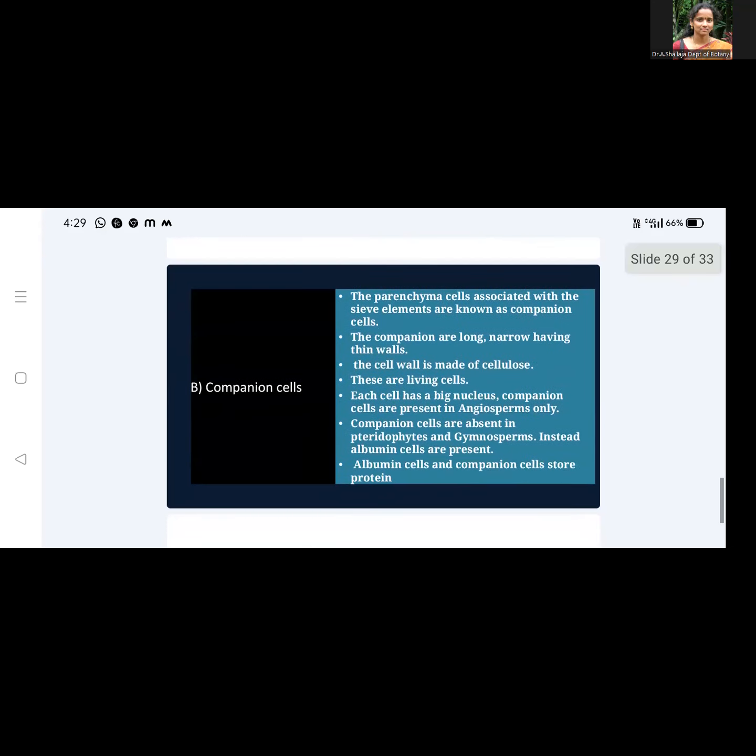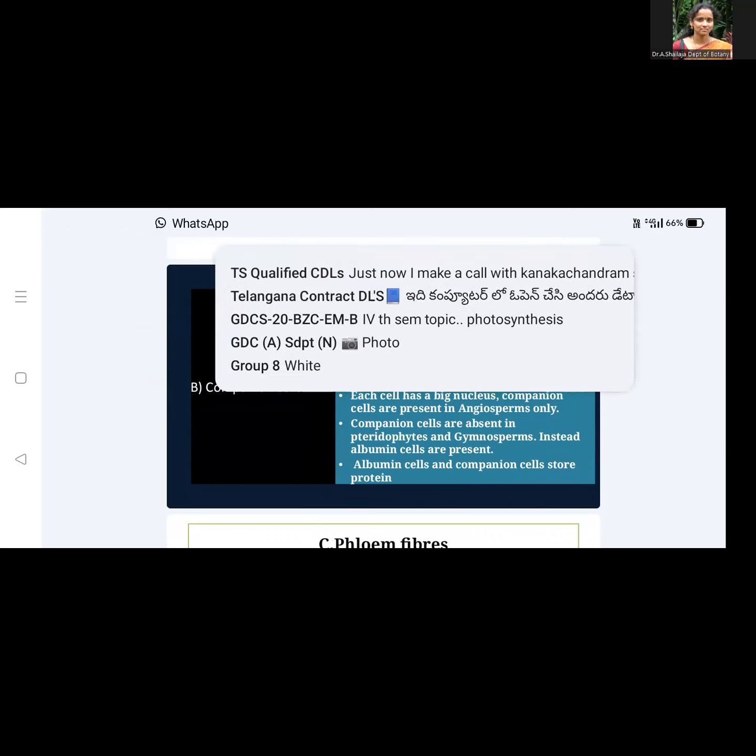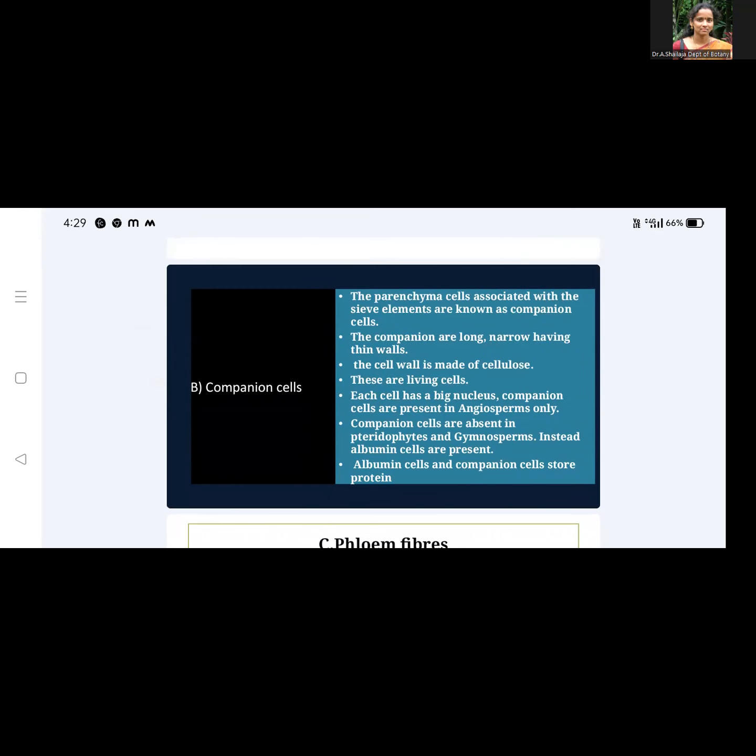The third are the companion cells. The parenchyma cells associated with the sieve elements, that is, sieve cells and sieve tubes, are known as companion cells. They are long and narrow, with thin walls made up of cellulose. These are also living cells, and each cell has a big nucleus. Companion cells are present in angiosperms only.